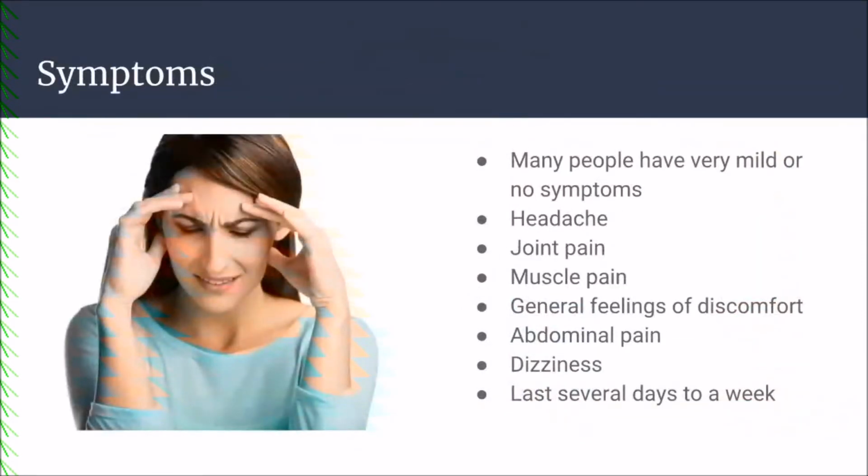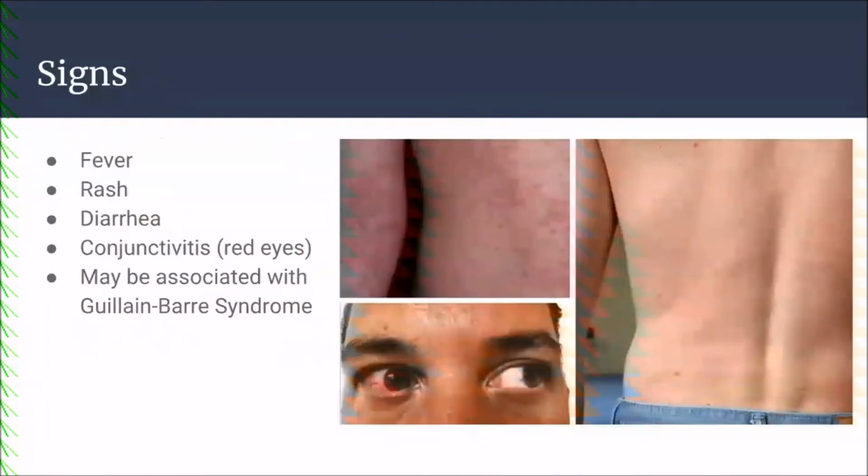Many people that are infected with Zika virus won't have symptoms or will have very mild symptoms. For those people who do have symptoms, the most common are headache, joint pain, muscle pain, and a general feeling of discomfort. Other symptoms may include abdominal pain and dizziness. These symptoms usually last several days to a week. People with Zika virus don't usually go to the hospital and rarely die from it.